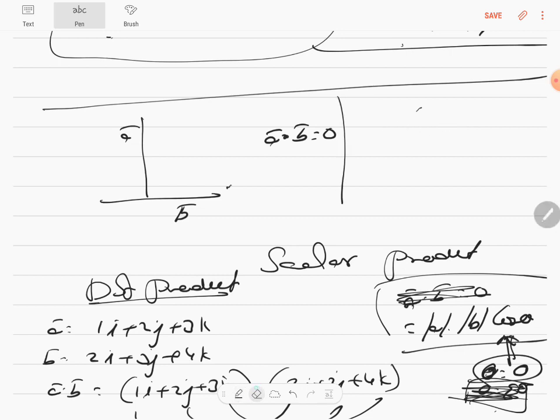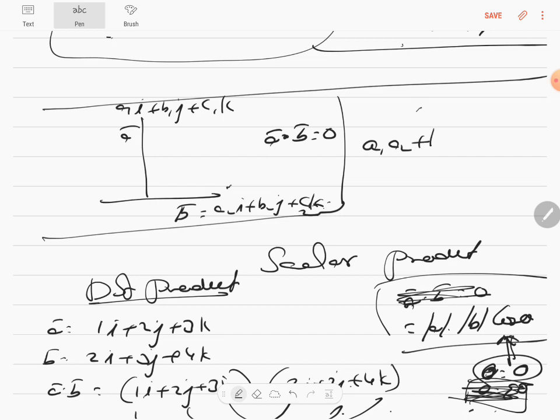Suppose in Cartesian format, I name the A vector as a1 i plus b1 j plus c1 k, and the B vector as a2 i plus b2 j plus c2 k. Dot product means just dotting the i's and i's, j's and j's, and k's and k's. So the condition is a1 a2 plus b1 b2 plus c1 c2 is equal to 0. So you should memorize both. For perpendicular vectors, the dot product is equal to 0, and it's also a1 a2 plus b1 b2 plus c1 c2 is equal to 0.